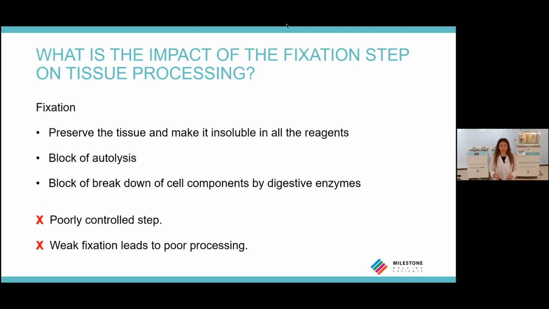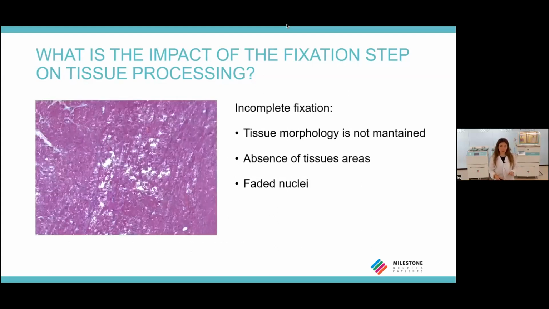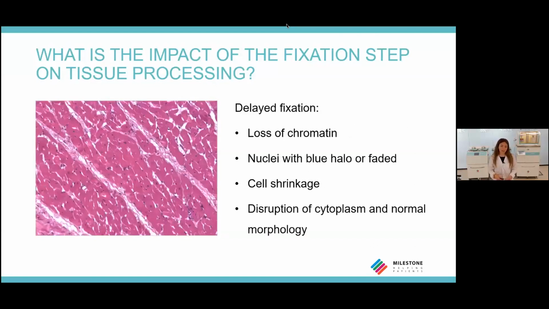I would like to share with you a few photos of the most frequent artifacts, so we can see together what these problems are. The first one is incomplete fixation. If the fixation step is not completely performed, as we can see here, the tissue morphology is not well maintained, parts of the tissue are completely absent, and cell nuclei are faded. The second problem is delayed fixation. Why? Because the chromatin is not preserved with a delayed fixation. There may be cell shrinkage and also disruption of the cytoplasm and the overall cell morphology.